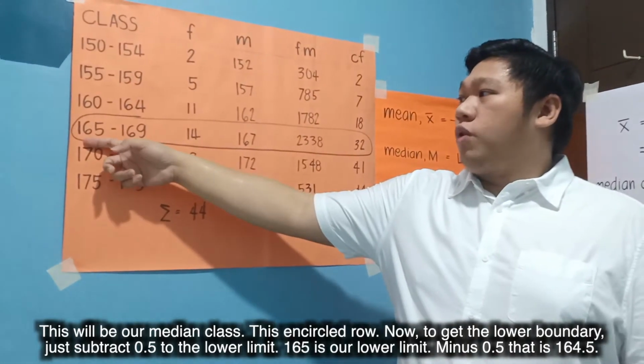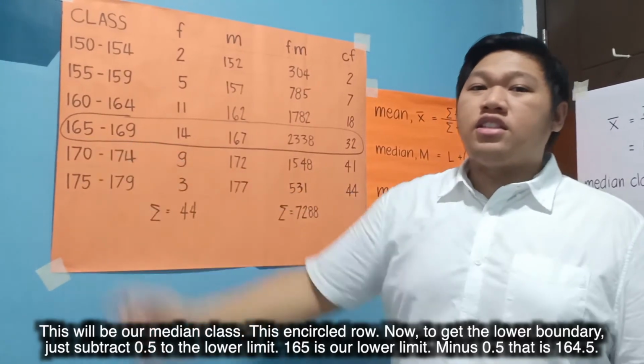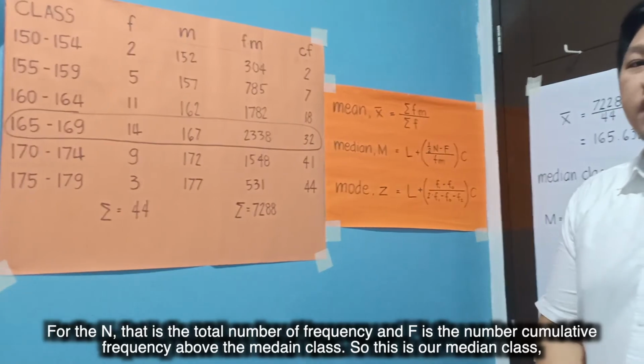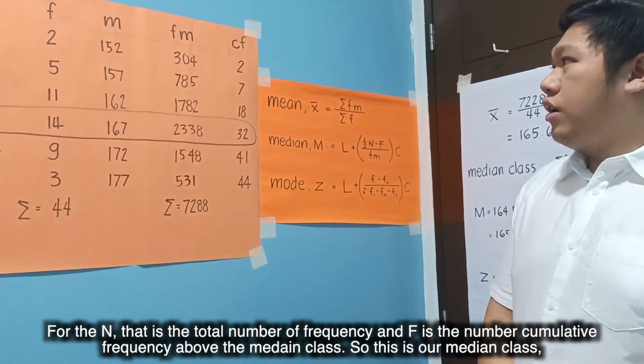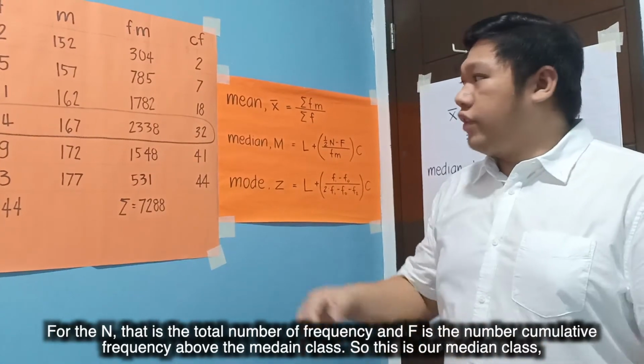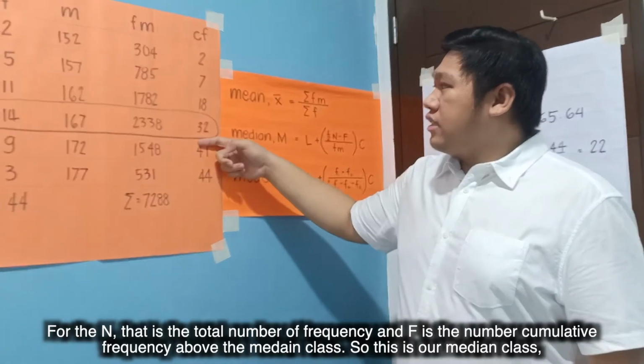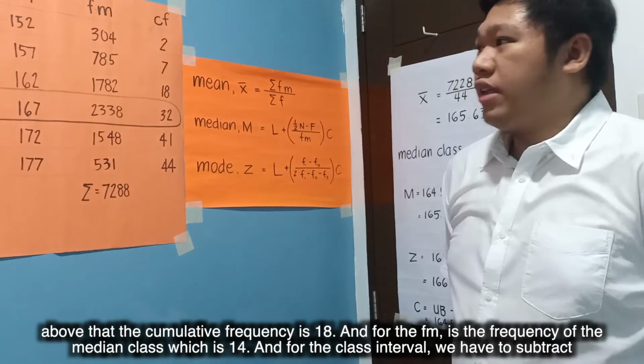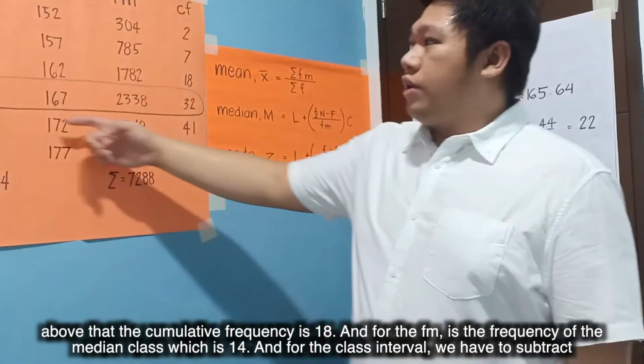165 is our lower limit. Minus 0.5, that is 164.5. For the n, that is the total number of frequency, and f is the cumulative frequency above the median class. So this is our median class. Above that, the cumulative frequency is 18. And for the fm, it is the frequency of the median class, which is 14.